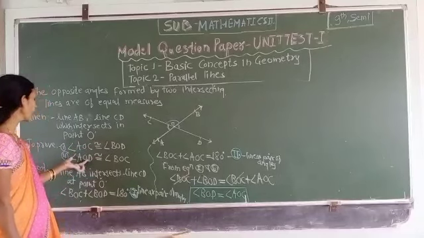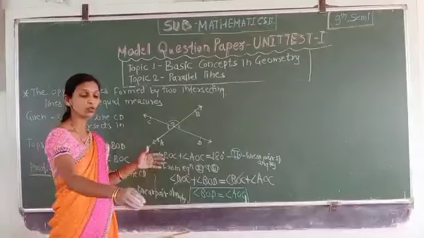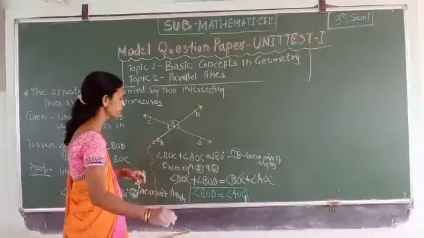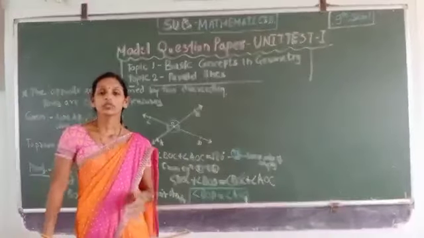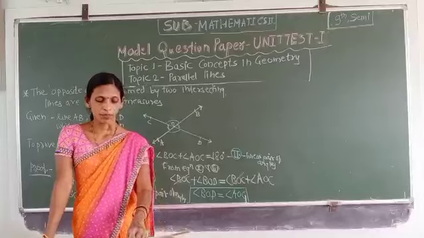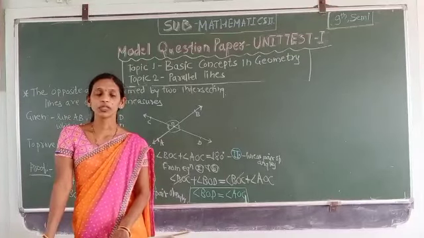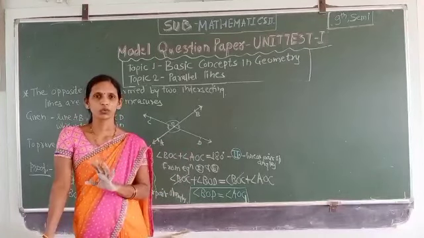Similarly, we can prove angle AOD congruent to angle BOC. We can use the same method to prove that vertically opposite angles are congruent. And that is about the model question paper of unit test 1 of Maths 2. Then you have to solve this model question paper in your notebook. Thank you.